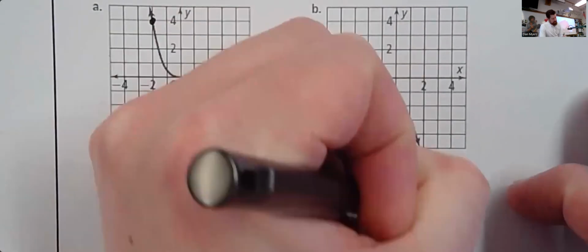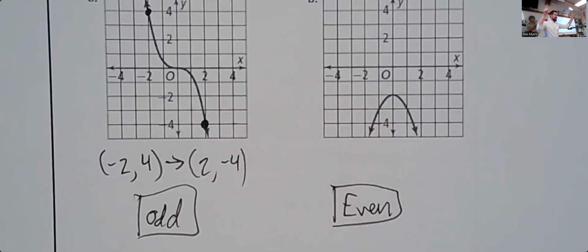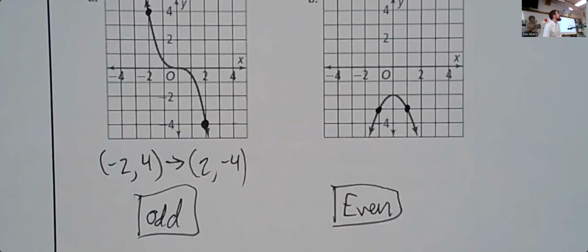Honestly, I think even is probably the easier of the two to recognize because all you have to do is look across the y-axis. If you have points that are the same distance to the y-axis, you're good to go. So like this point here and this point here are each one away. Yeah.